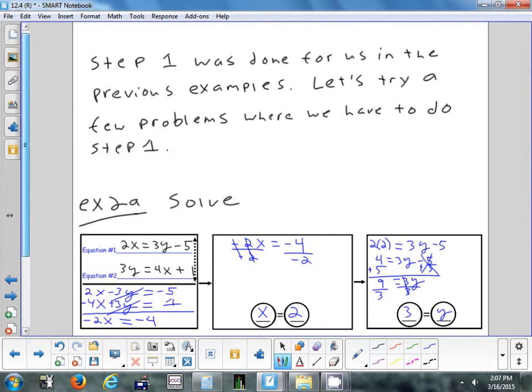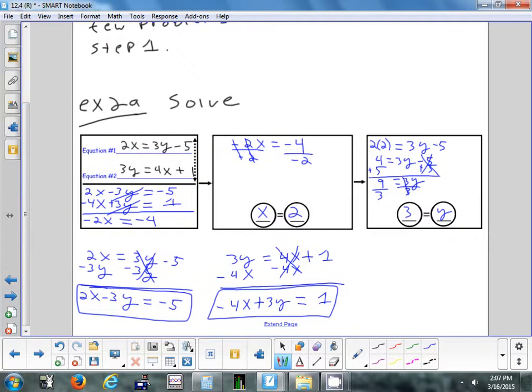Wait, did that say 3y? I copied that. So y equals 3. Yep, 9 equals 3y.